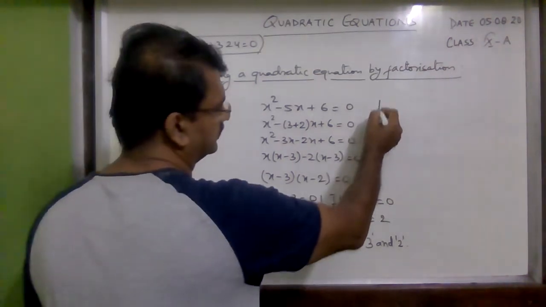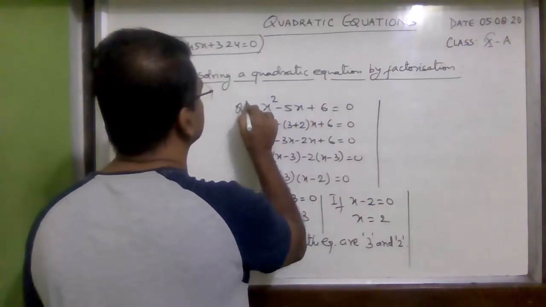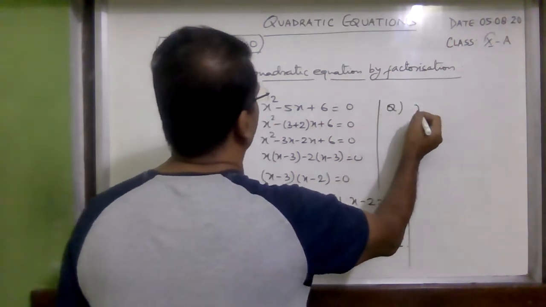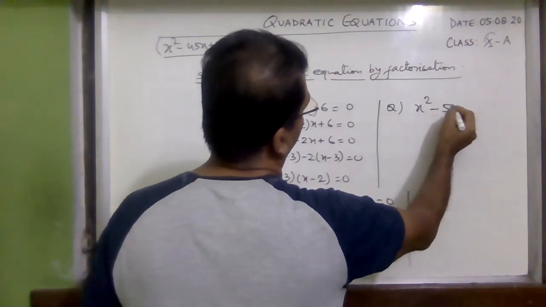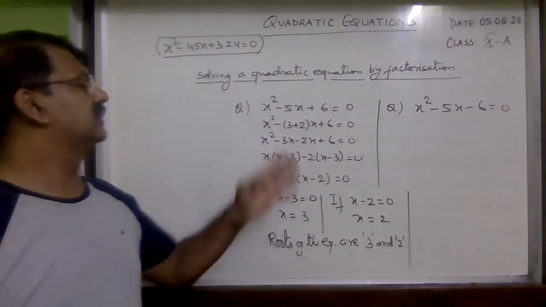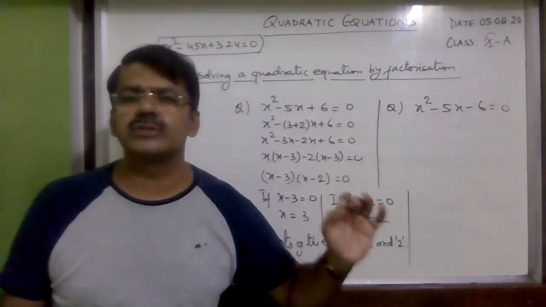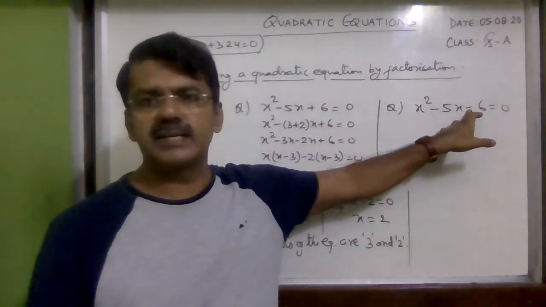Now, one more question. Suppose x square minus 5x minus 6 is equal to 0. Now you see, this equation and the previous equation are almost the same. The only difference, here it is positive, there it is negative.